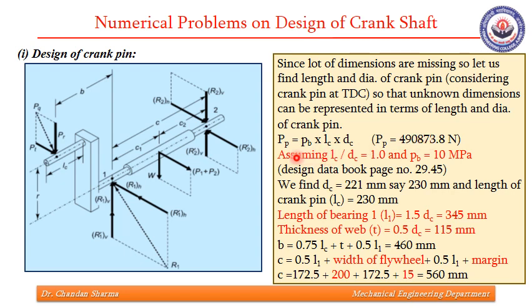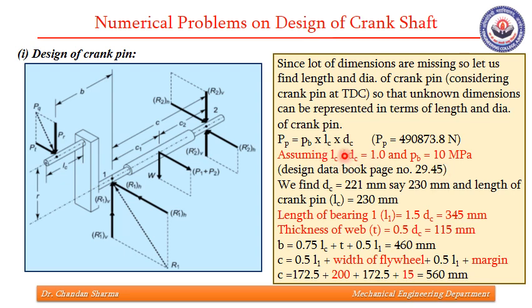The text written in red font is the values that we've assumed, and the data book will be very helpful in assuming these values. So assuming LC by DC as 1 and maximum permissible bearing pressure as 10 megapascal. We have taken these values from the data book of V. Bhandari from page number 29.45.